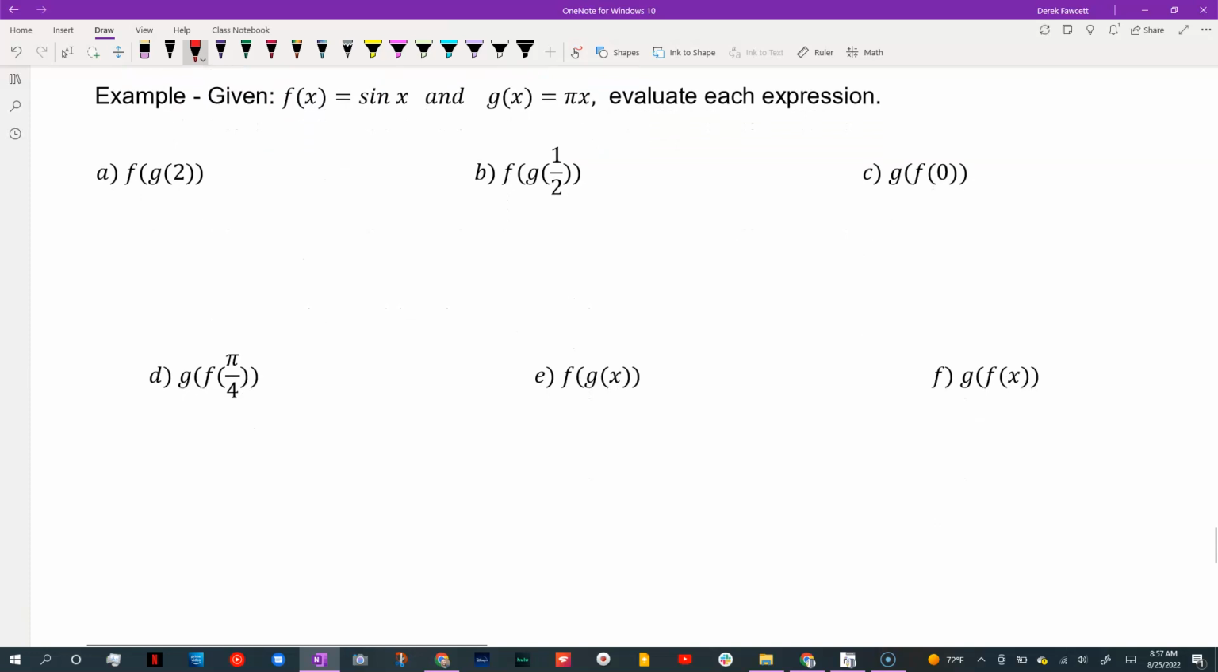Looking at these down here, these are examples. You have your f of x and your g of x. They are separate functions, but you look at a through f, we're plugging numbers inside functions and then plugging that inside of another one. All of those are examples of composite functions. Go ahead and try a through f on your own and then pause it. So pause the video, try it, and then come back and see how you did.